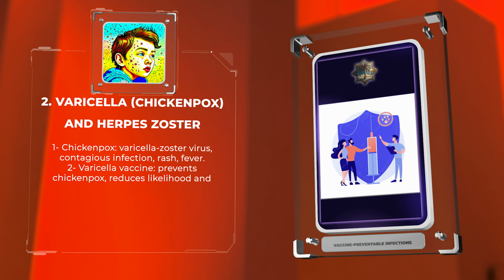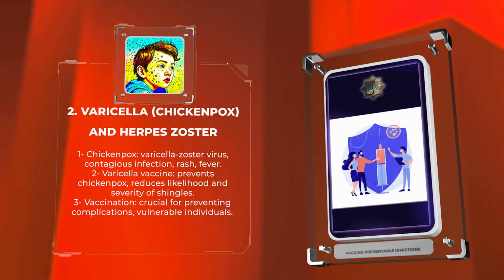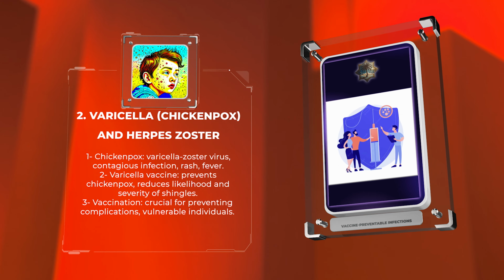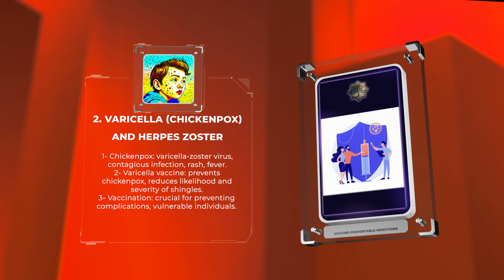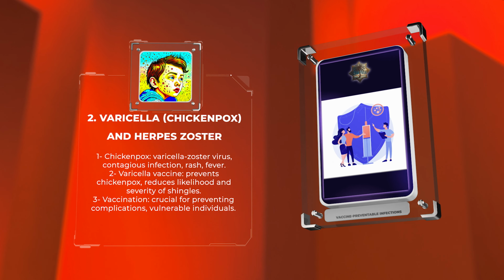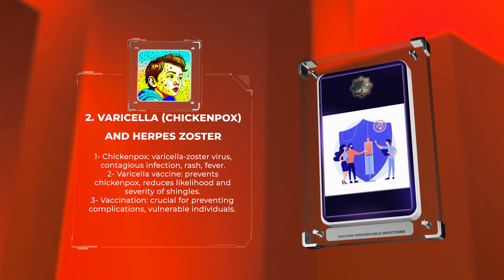Chickenpox, caused by the varicella-zoster virus, is a contagious infection with rash and fever. The varicella vaccine not only prevents chickenpox, but also reduces the likelihood and severity of shingles, a reactivation of the virus. Vaccination is crucial for preventing complications, especially in vulnerable individuals.